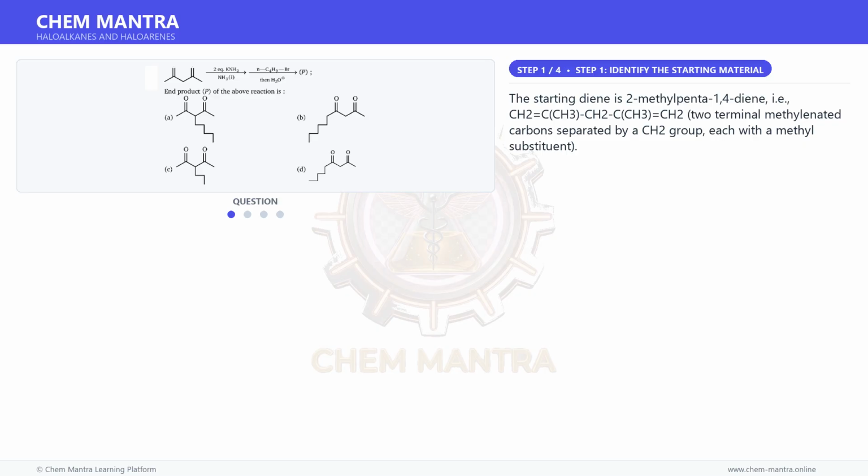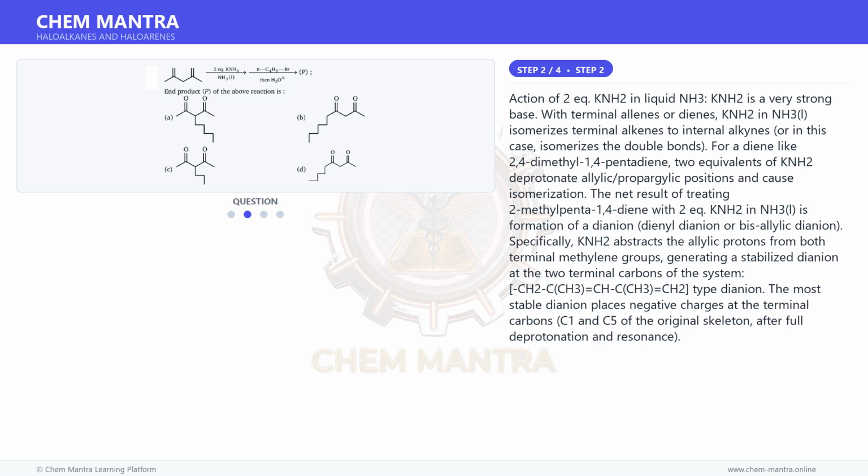2-methylpenta-1,4-diene, i.e. CH2=C(CH3)-CH2-C(CH3)=CH2, two terminal methylated carbons separated by a CH2 group, each with a methyl substituent. Moving on to the next step. Action of 2 equivalents of KNH2 in liquid NH3.